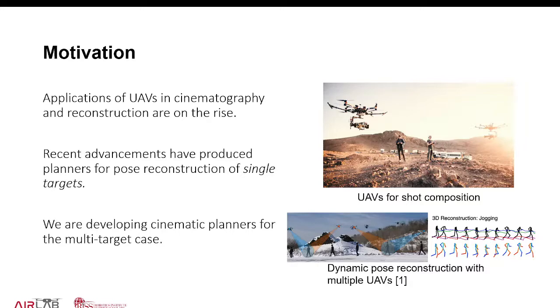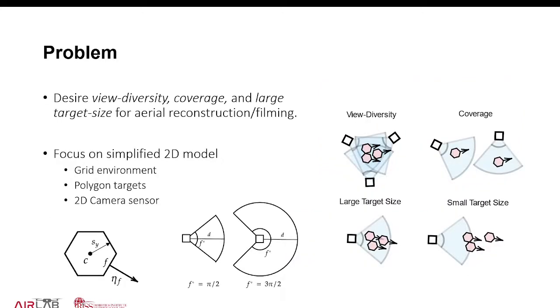So recent advancements have produced planners for pose reconstruction of single targets. And we are interested in developing cinematic planners for the multi-target case. So we'd like to represent this problem focusing on a simplified 2D model where we have a grid environment and polygonal targets, as well as a 2D camera sensor for each of the UAVs.